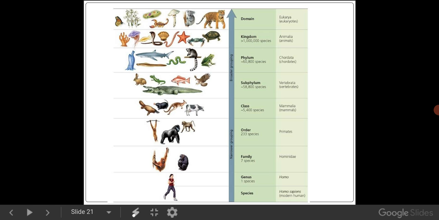And this is showing you a similar thing, but for us, for humans. Starting with the domain Eukarya. So you can see that domain Eukarya includes a lot of things, even mushrooms. Then the animal kingdom, phylum, subphylum, which is just a more specific class, order, family, genus, and then species. Finally, we just have Homo sapiens there.